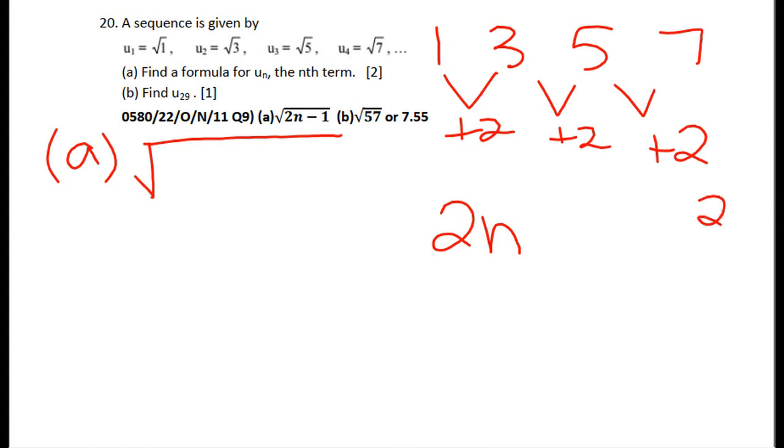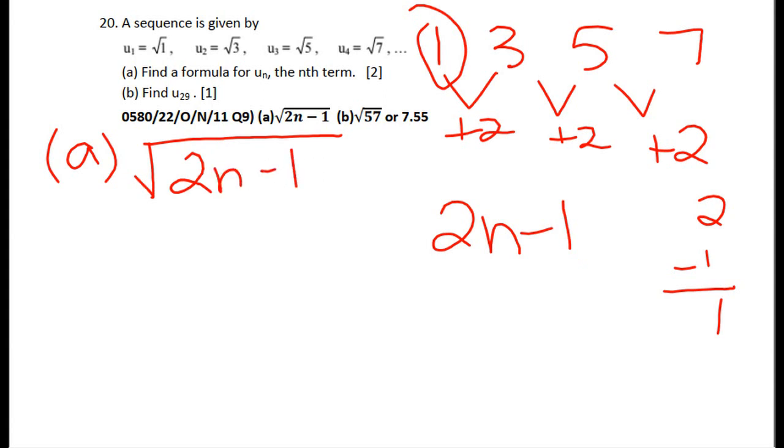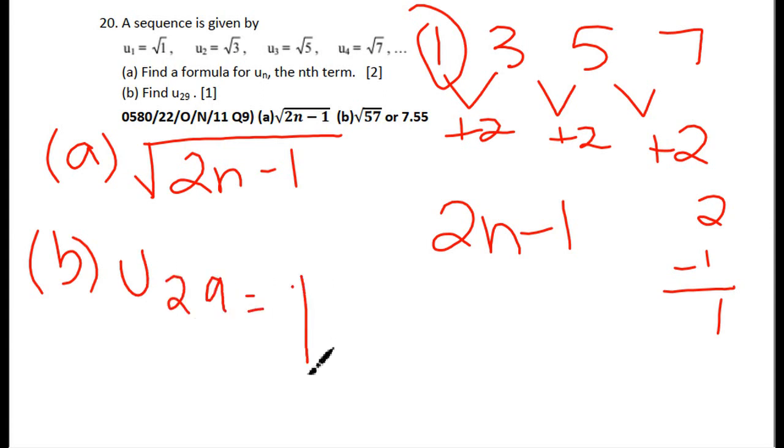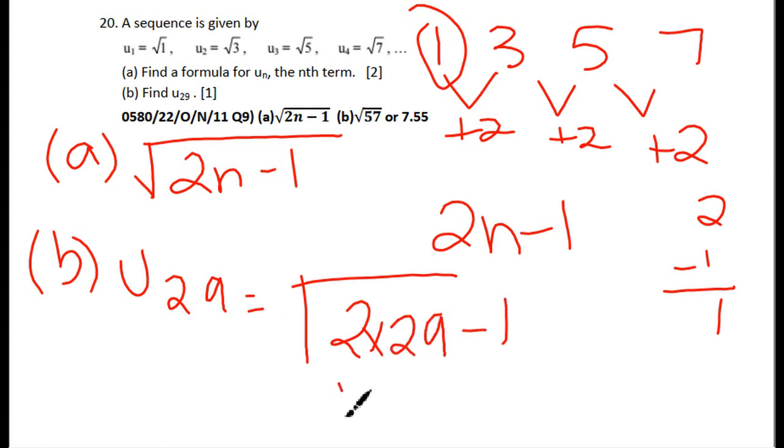My first term is 2, 2 times 1 is 2, but the actual first term is 1. So I need to subtract 1 from it. So 2n minus 1 is the nth term for 1, 3, 5, 7. And the final answer will be under root 2n minus 1. Part B, find u29. For that, substitute 29 instead of n, and we get under root 57, which is the answer for part B.